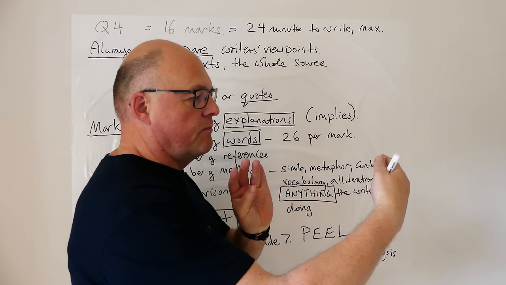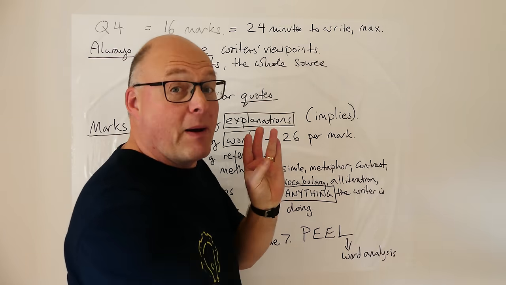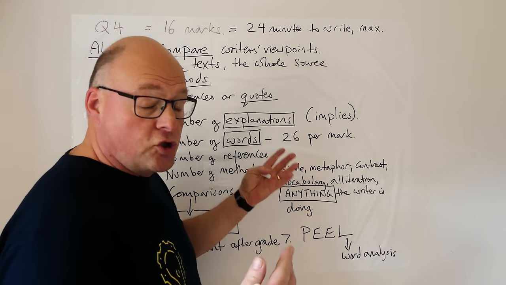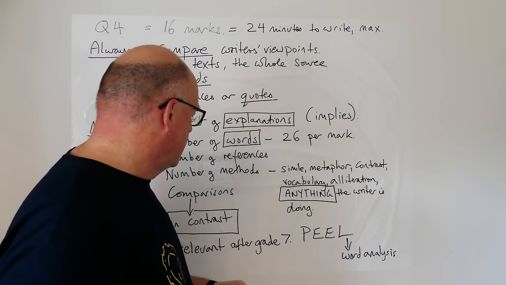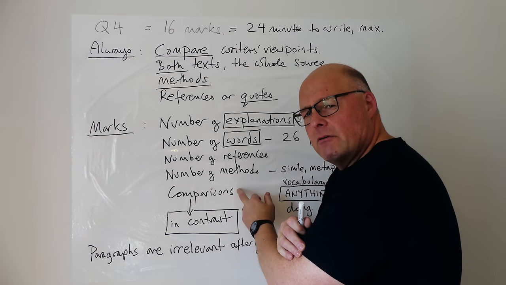It's what the writer's viewpoint is. So here's my quote. That implies blah, blah, blah about the writer's viewpoint. You'll just get a mark. It's as simple as that. Okay, how many comparisons do you need?